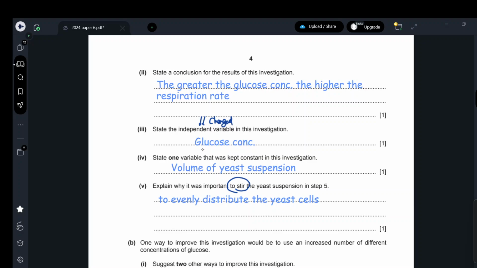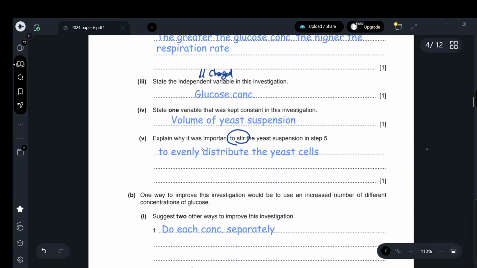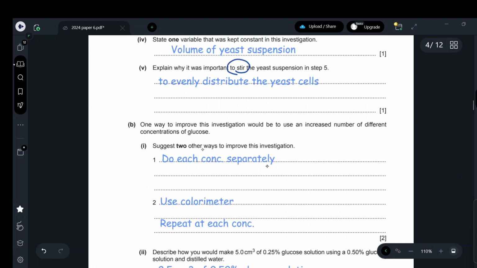As I just said, look for the errors. What are the errors we said? We said that he did the test tubes at the same time. We said that the color, we're judging the color by our eyes. Therefore, you can say, do each concentration separately. Use a colorimeter. Repeat each concentration more than once and calculate the average.